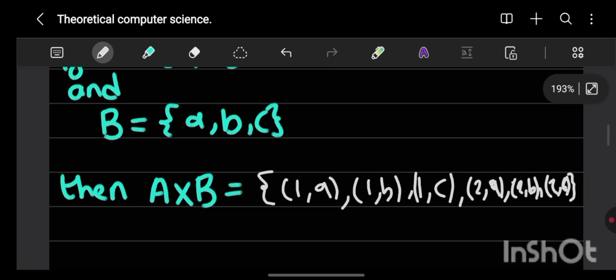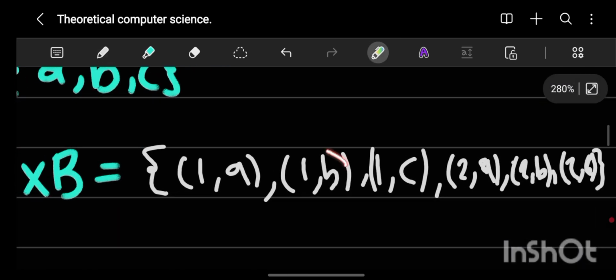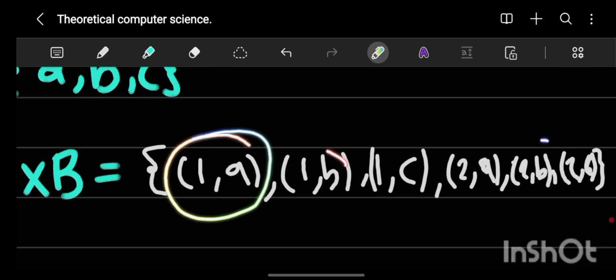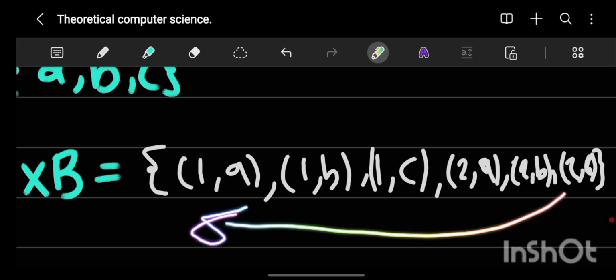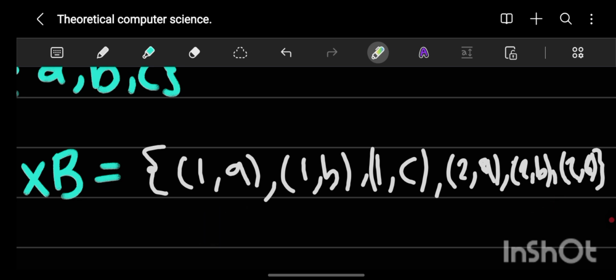Right? And remember, for sets, you can just mix up. So maybe this ordered pair, you write it here, and this, you write it there. But inside the ordered pair, it has to be exactly as is. You can swap with sets, remember, but the ordered pair has to remain the same way.